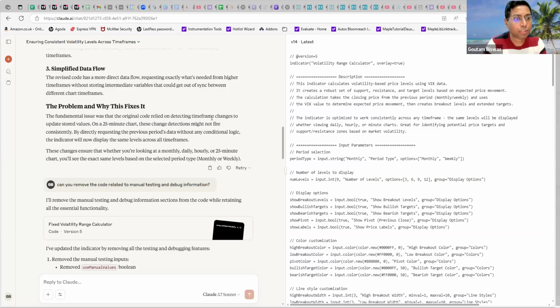The fundamental issue was with the original code. It relied on detecting timeframe changes to update stored values. On a 25-minute chart, this change detection might not fire consistently. By directly requesting the previous period's data without any conditional logic, the indicator will now display the same levels across all timeframes. These changes ensure that whether you are looking at a monthly, daily, hourly, or a 25-minute chart, you will see the exact same levels based on the selected period type, monthly or weekly.